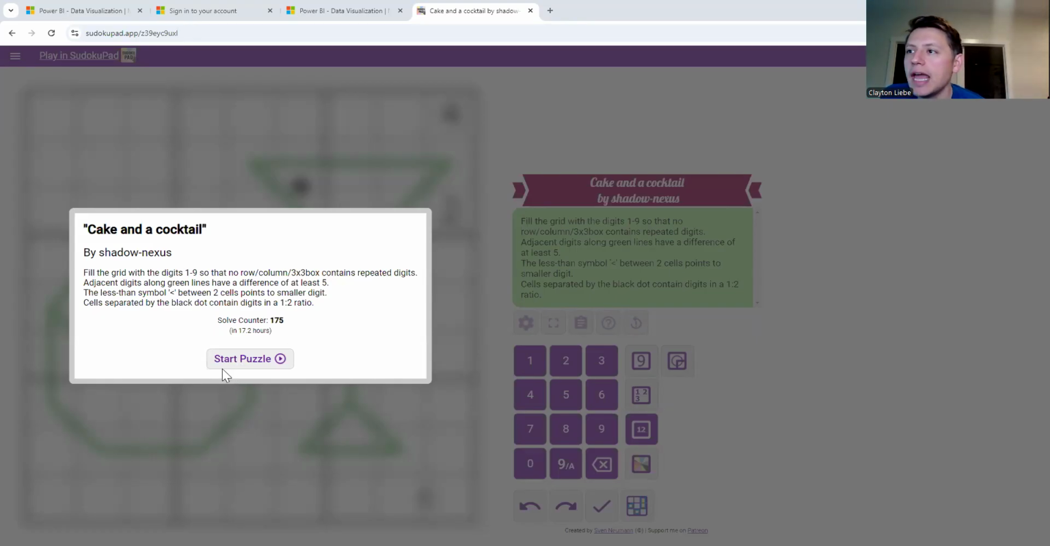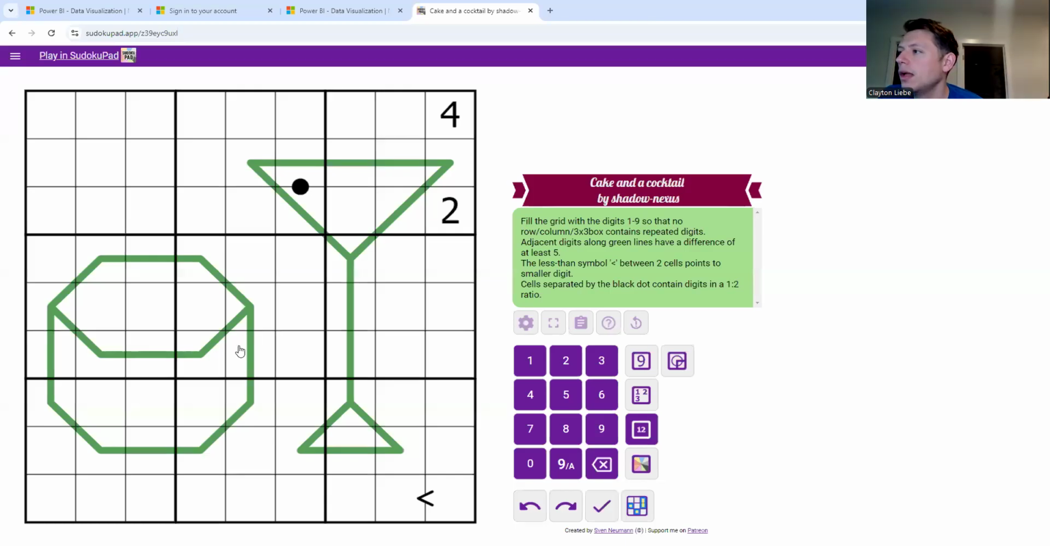Today, I'm going to be looking at the puzzle Cake and a Cocktail by shadow-nexus. As always, I'll put this puzzle in the description of the video, so you can give it a try if you'd like. But for now, let's turn our attention to the rules.